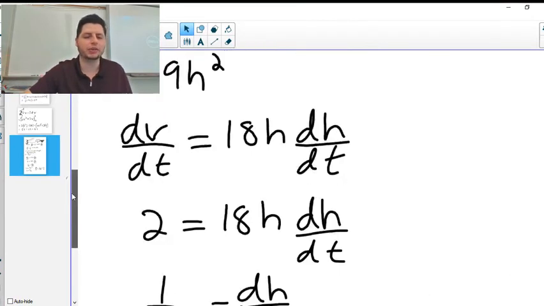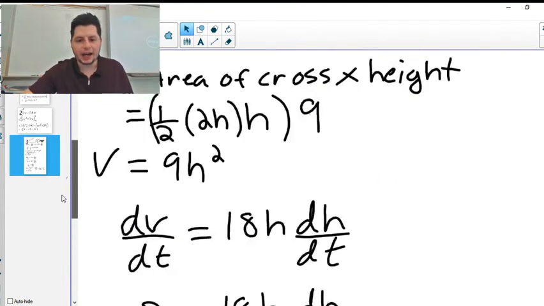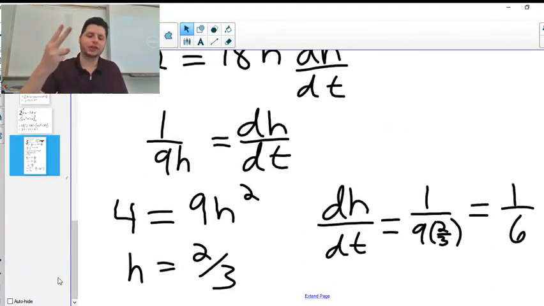But if you look back at the question, it says, at what rate is it changing 2 minutes after the water begins to flow? And so 2 minutes, okay? It's been flowing for 2 minutes. What's the volume of this water at that point? Well, it's 4 because it's been 2 cubic feet per minute. And so if you solve that, you get h is 2/3. Substitute that into your equation for dh/dt, and you'll get the answer of 1/6.